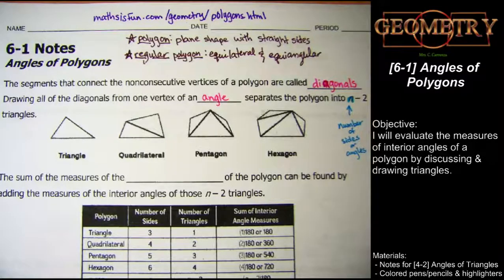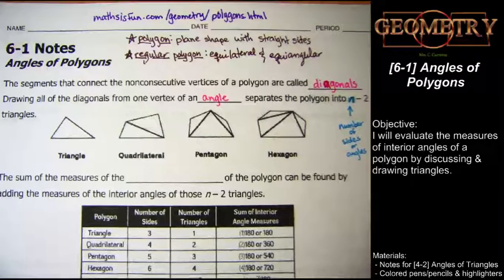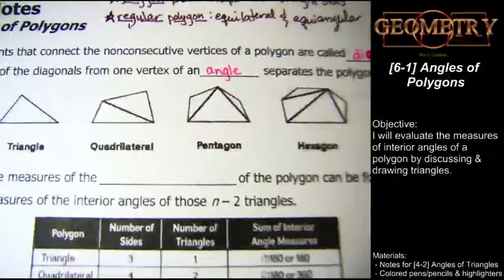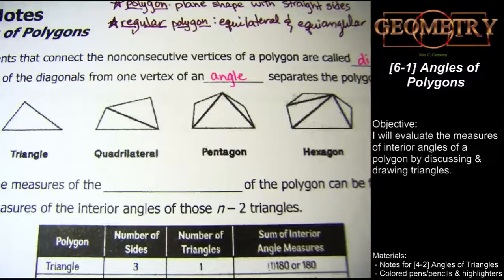Okay, so let's take a look at some of the shapes. We're going to draw some diagonals and count how many triangles we end up with. Okay, so I'm going to zoom it in. All right, I have a triangle. How many sides does the triangle have?